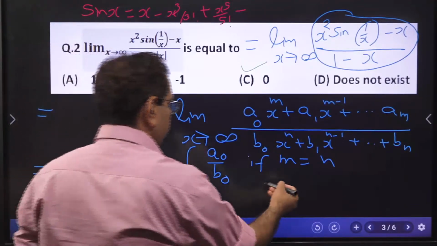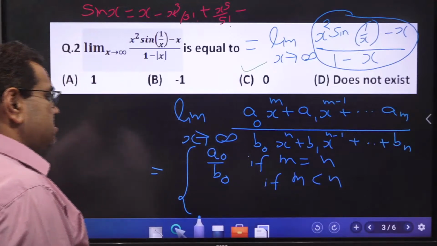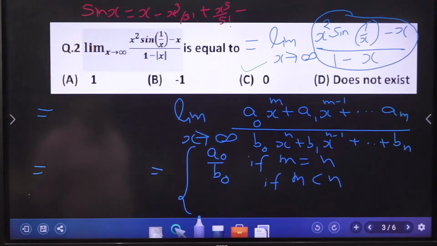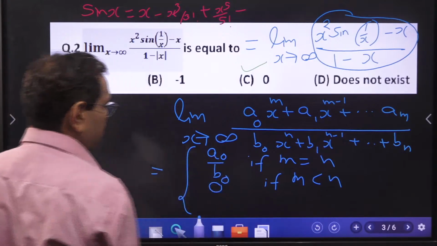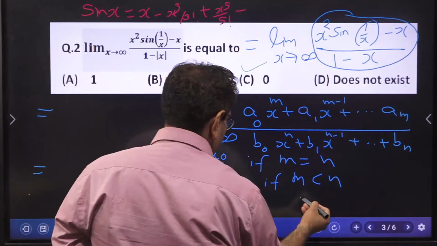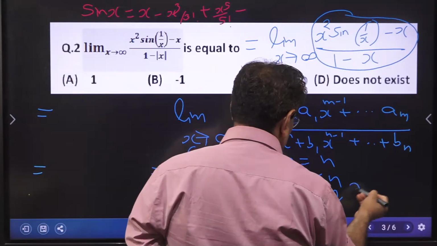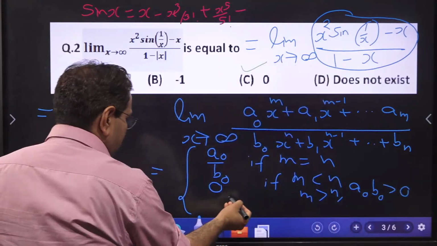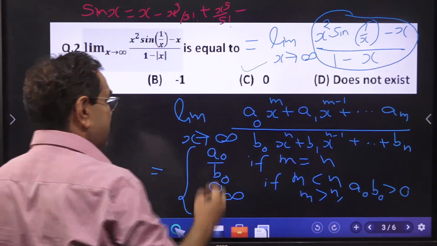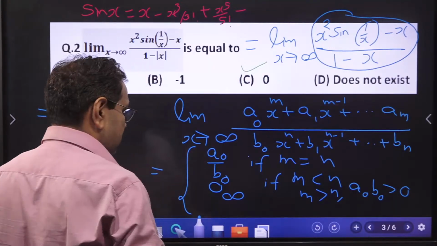If m is less than n, means if the degree of the numerator is less than the degree of the denominator, then our answer is 0. And if m is greater than n and the product of a naught and b naught is positive, means both are of the same sign, then our answer is plus infinity. That limit is said to not exist, okay, does not exist finitely.